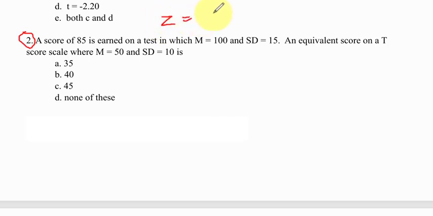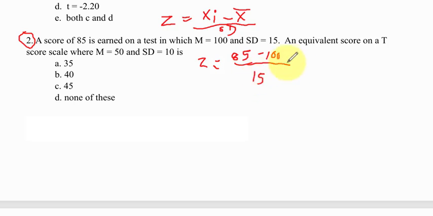So a z-score is x sub i, that's the individual piece of data from a data set, minus the data set's mean, divided by the standard deviation. That's the formula we're going to use. So for the first test, the guy got 85, so his z-score is going to be 85 minus the mean of 100. That's our numerator. And divided by the standard deviation of 15, which comes out to be negative 15 over positive 15, which is negative 1. So we need a z-score of negative 1.